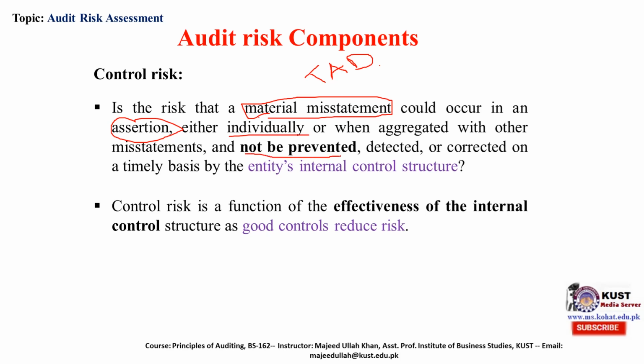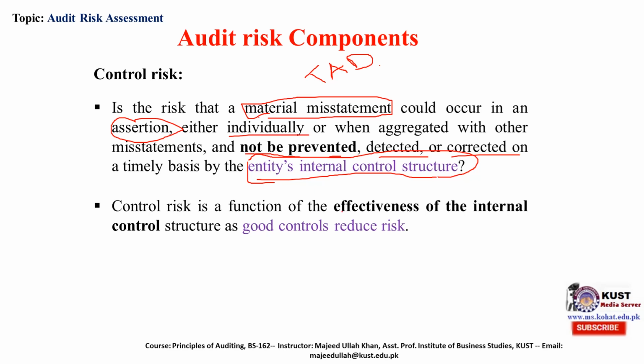But these misstatements could be prevented by internal control, yet they were not prevented, detected, or corrected on a timely basis by the entity's internal control structure. So it is basically that the internal control structure can prevent this material misstatement. It is not inherent, it can be prevented. But what happened is that the internal control structure was not applied, or employees were unable to comply with it, or there was no environment to fully follow the company policies about internal control. These are the main reasons that the misstatement may occur.